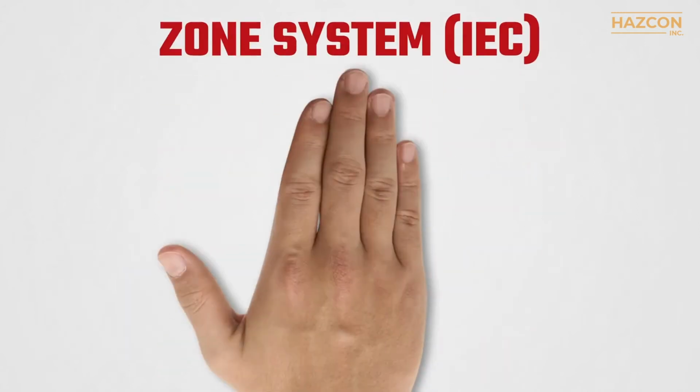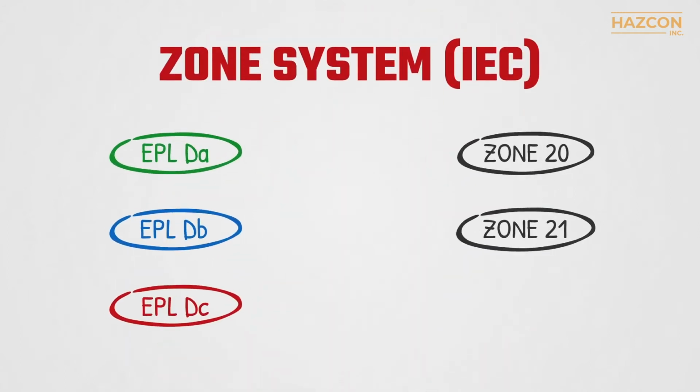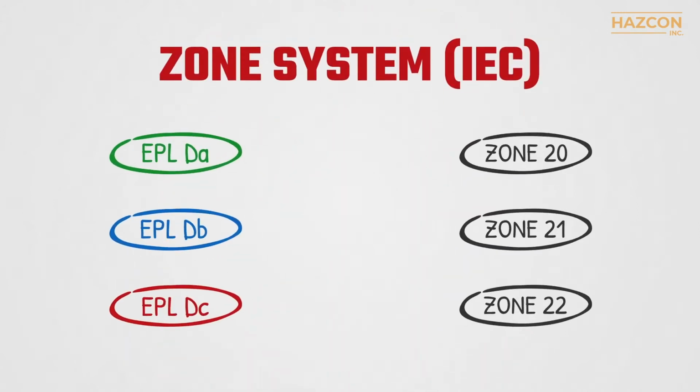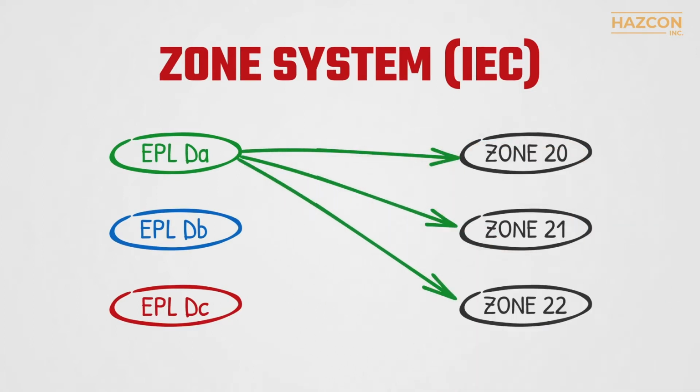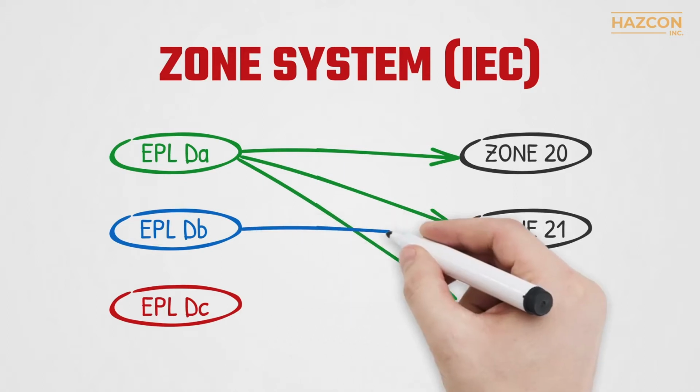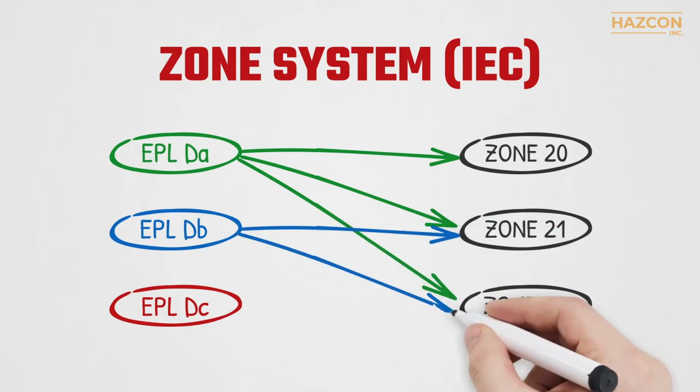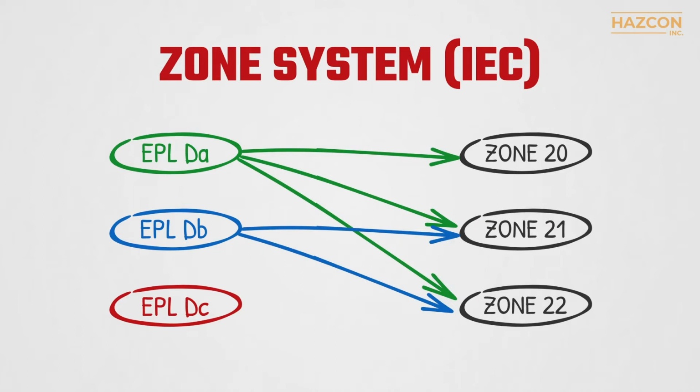In the zone classification system based on IEC standards, products with an EPL of DA are allowed to be installed in Zone 21 and Zone 22. And products approved for Zone 21 are allowed to be installed in Zones 21 and 22. But we should remember that products with EPL DC are only allowed in Zone 22.